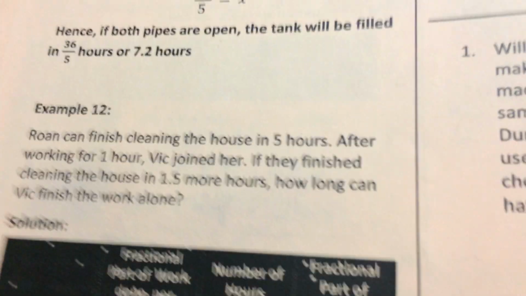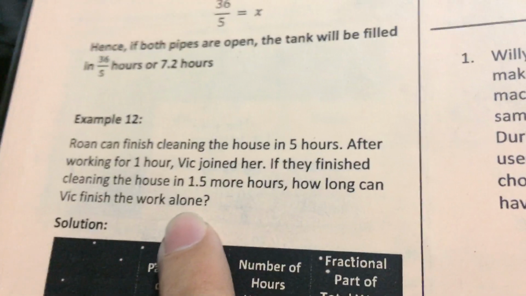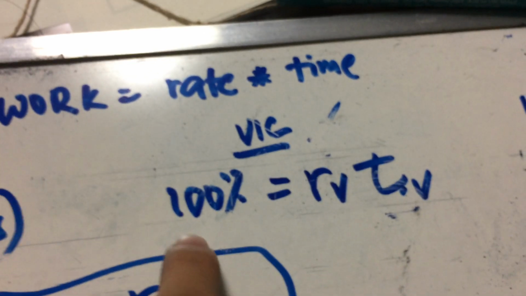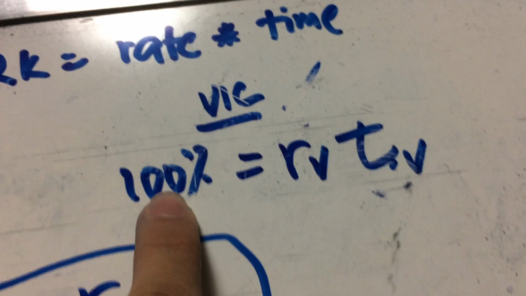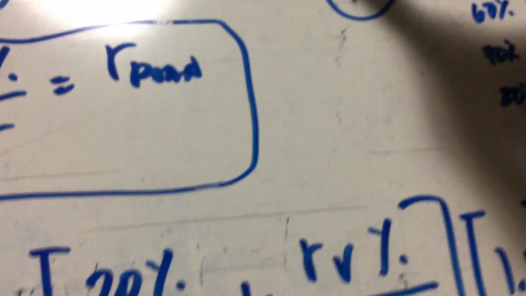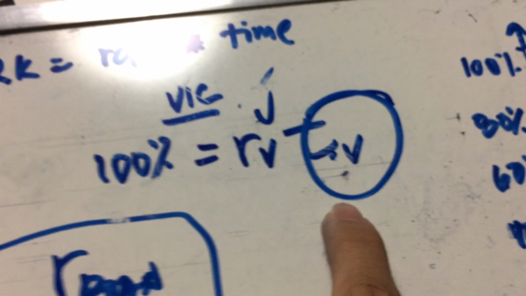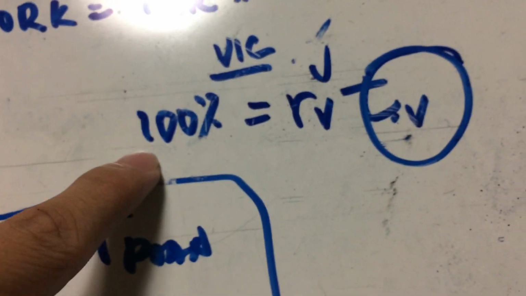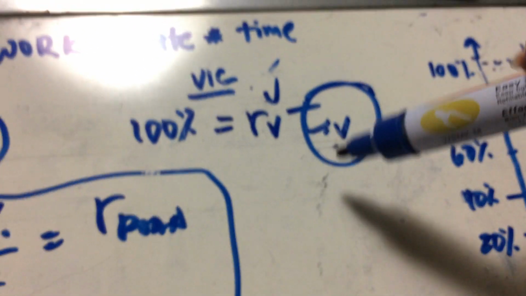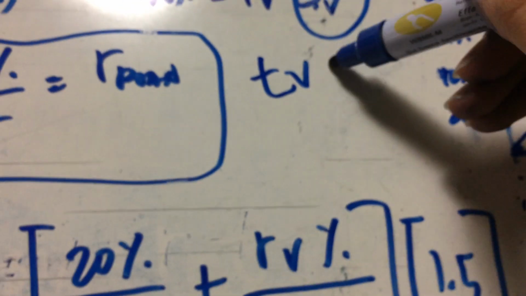So going back to the problem, how long can Vic finish the work alone? Going back to the original equation, work equals rate times time. Completing it alone, completing 100%, we have the rate already from the 33.33%. We could get the time it takes for Vic to complete the job, just like how we did for Ron in the first sentence. We could plug and chug, plug this one here, and we could solve that the time equals 3 hours.